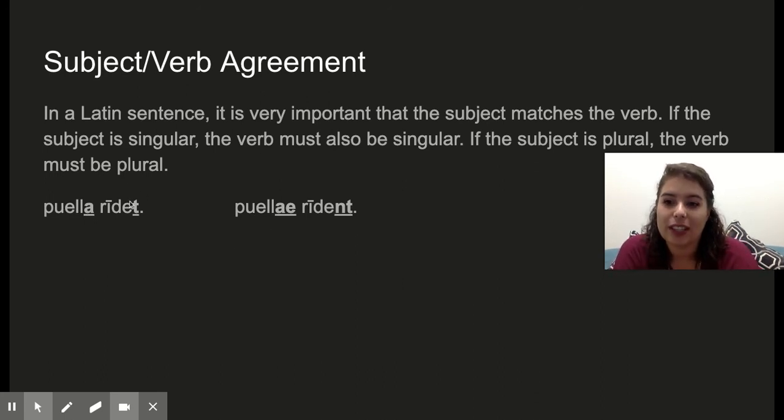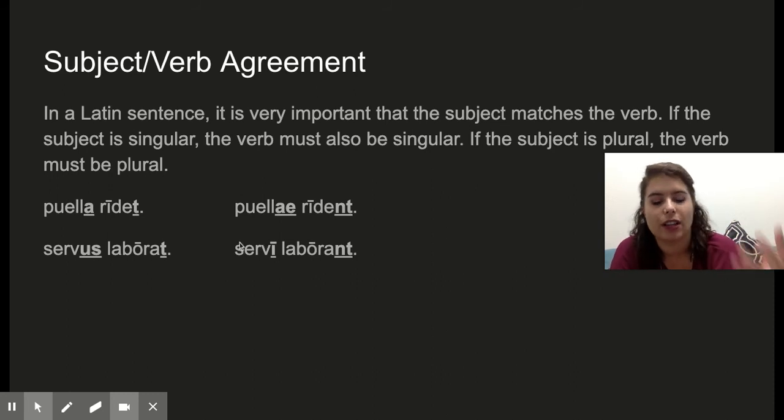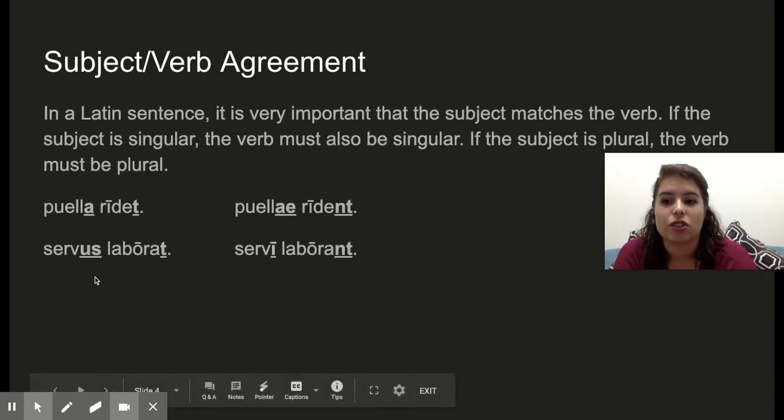So we have the girl laughs. Both of these are singular endings. And then we have the girls laugh. So make sure when you're reading a sentence, if you have a plural subject, you will also have a plural verb, and make sure you translate accordingly. So this is an example with one of our first declension nouns. I've done examples for second and third declension as well, just so you can see the changes in the ending.